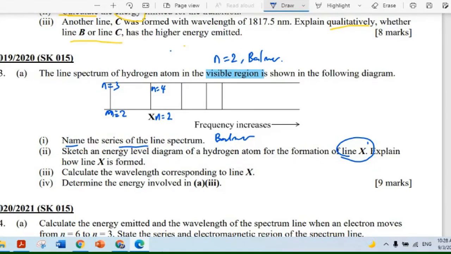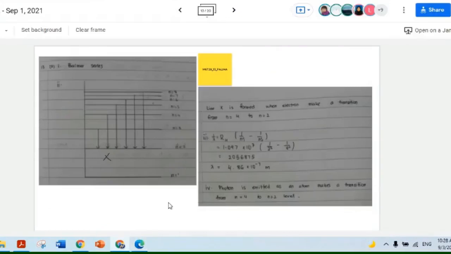Let's check your drawing, because the question asked about drawing. Oh, okay, you drew everything. Actually, no need, class, because the question just asked about line X only, right? You just need to show this one. And then where is your y-axis? Okay, here, no problem. Let's check another answer.